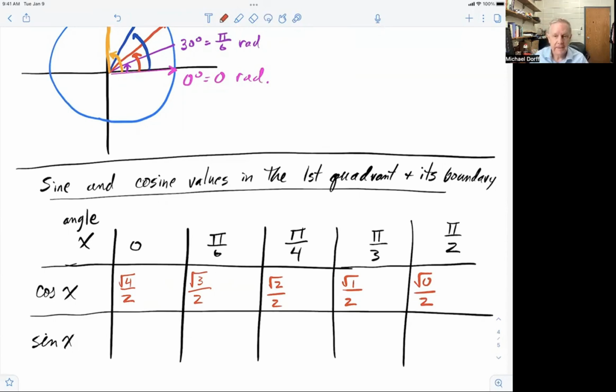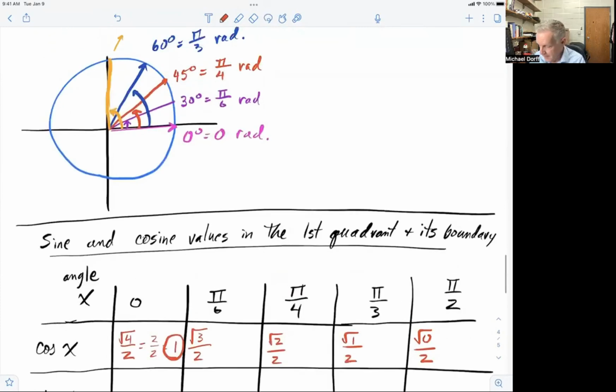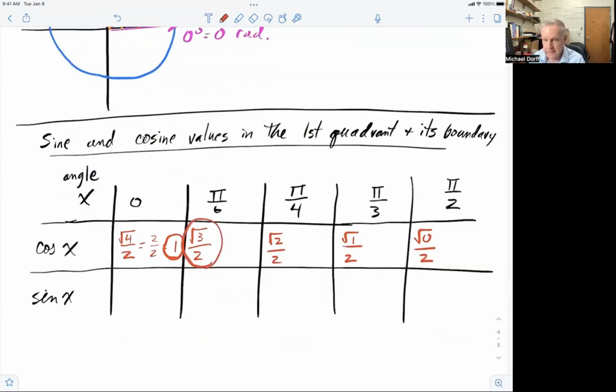Now, what we should do next is we don't leave these always in this form. We simplify them if we can. So what is the square root of 4 over 2? Well, square root of 4 is 2, so I have 2 over 2, which then reduces to 1. So that's the more common representation for the cosine of 0. It's equal to 1. Square root of 3 over 2 doesn't simplify, so we just leave it like it is.